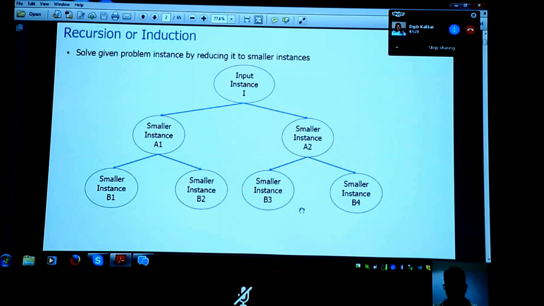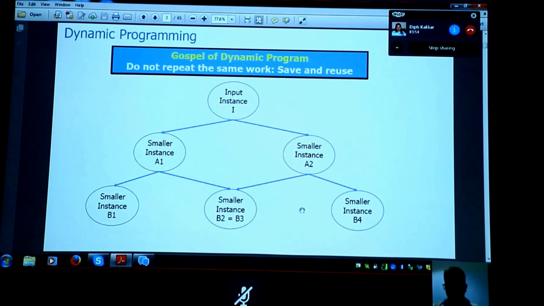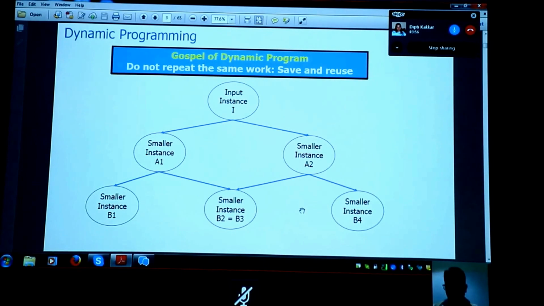In dynamic programming, you consciously figure out whether you have seen this already, whether you have solved this already. If so, you don't do the same work again. Save that result and reuse. So that's the thing about dynamic programming. This is, in a nutshell, what dynamic programming wants to do. Now we'll see examples. We'll see several examples of dynamic programming, five or six examples in this lecture. So the first example.